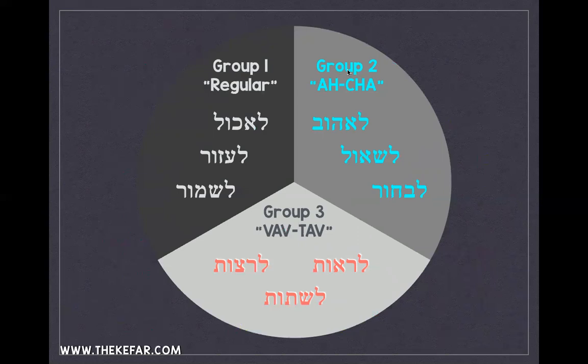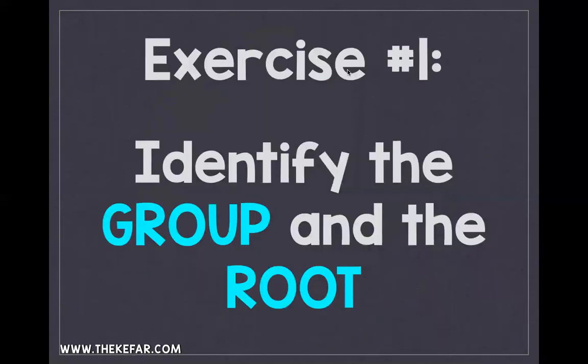All right, so we're going to get into our review exercises. We have three different sets of exercises that we're going to do. So let's get right into it. The first exercise, I'm going to give you a verb in its infinitive, so in the to form of the verb, and I want you to identify the group and identify the root.